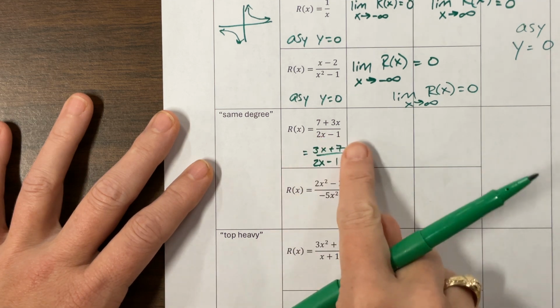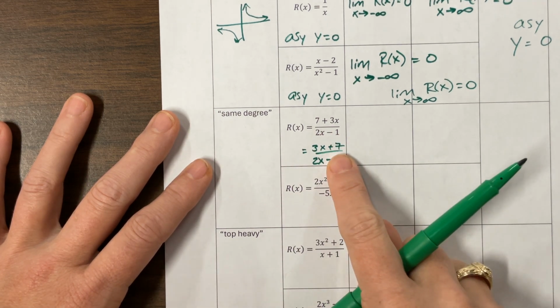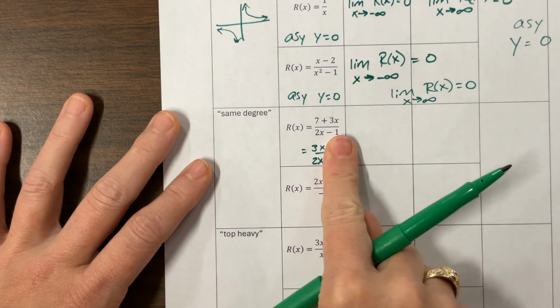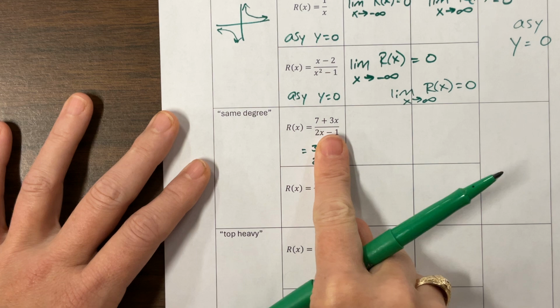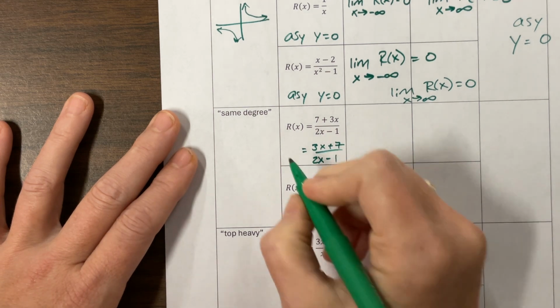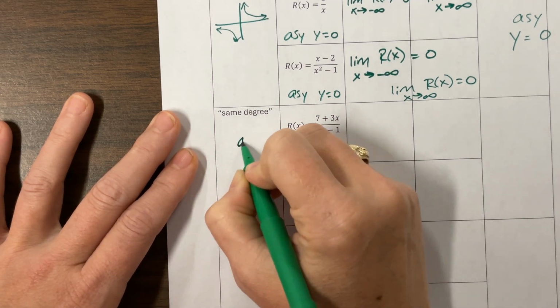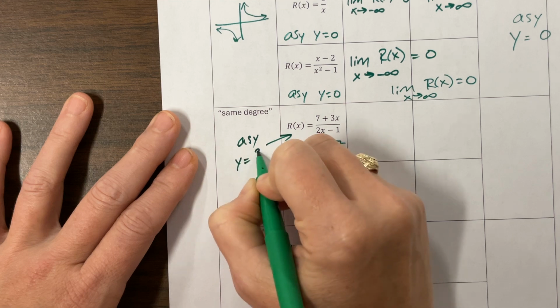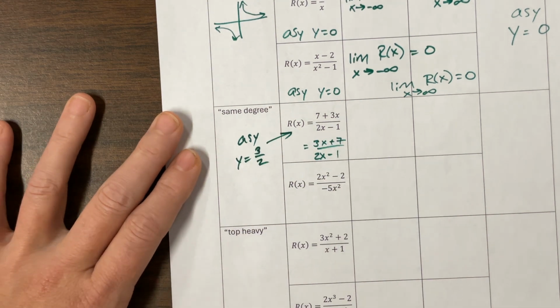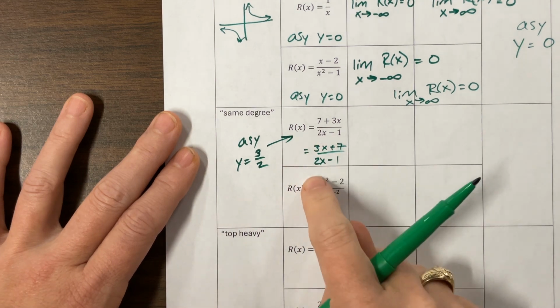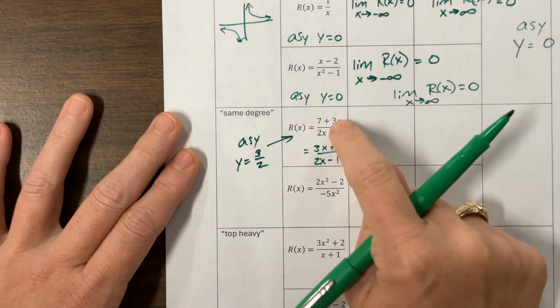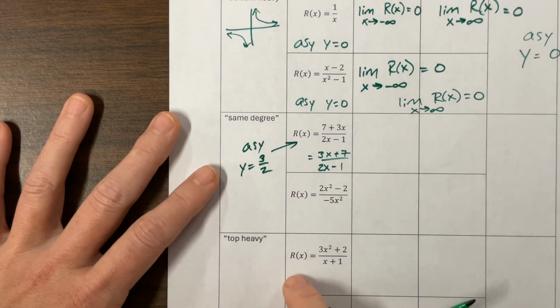Okay, basically the 1 and the 7 don't really matter. And so it'd be like having 3 billion divided by 2 billion, which would simplify to just 3/2. And so this one is going to have an asymptote of y equals 3/2. So anytime it's the same degree in the numerator and the denominator, we're going to divide our leading coefficients. And it's not just what came first, it's the part that's with the x.